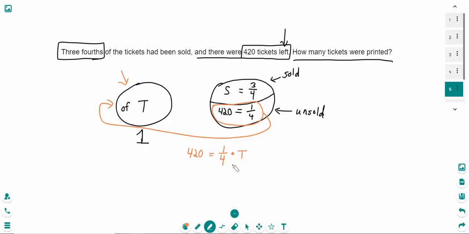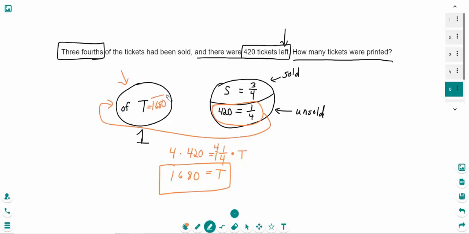All right. Now we can just divide these things, or multiply these things out. We'll multiply both sides by a 4. Okay. And that's going to give us a T on our right side. 420 times 4 is 1,680, if I did that math right. So the total then is 1,680. That is the total number of tickets.